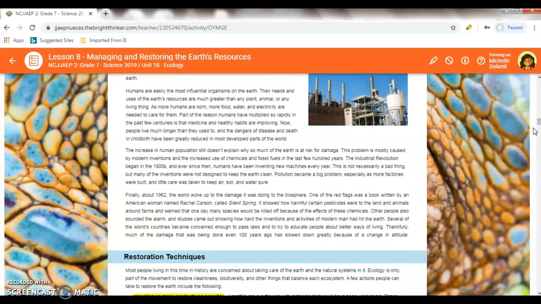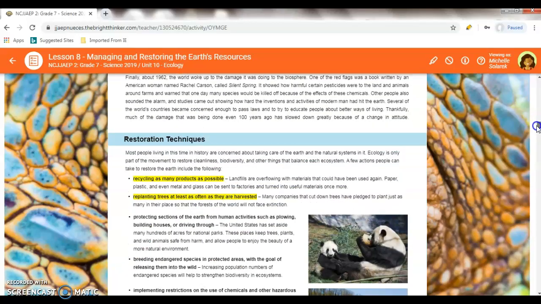The increase of human population still doesn't fully explain why so much of the Earth is at risk of damage. This problem is mostly caused by modern inventions and the increased use of chemicals and fossil fuels in the last 100 years. The Industrial Revolution began in the 1800s, and ever since then, humans have been inventing new machines every year. This isn't a bad thing, like I said, but many of the inventions were not designed to keep the Earth clean. Pollution has become an even bigger problem, especially as more factories were built and little care was taken to keep air, soil, and water pure.